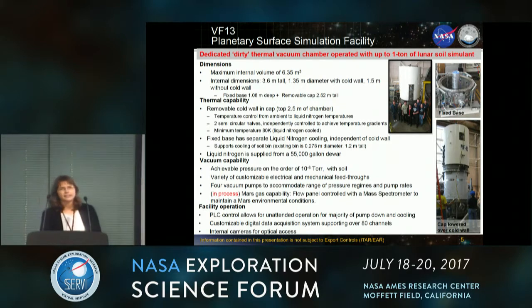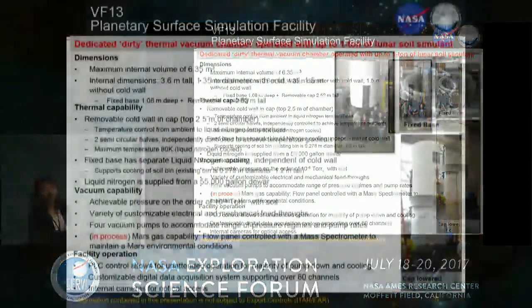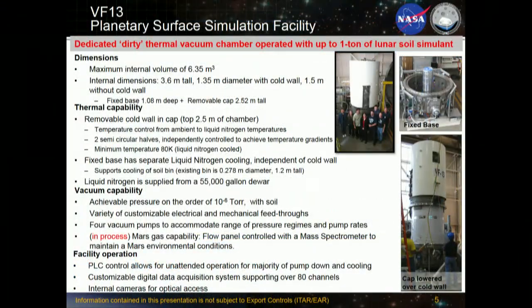So this is our facility at the Glenn Research Center. It's the Planetary Surface Simulation Facility. It's also called VF13. VF is just vacuum facility, number 13. And you can see it in the picture here. It's 3.6 meters tall, 1.5 meters in diameter. So this is ideal for drill testing because we can have a meter drill and a meter of sample or soil to drill into. You can see the fixed base here of the chamber.